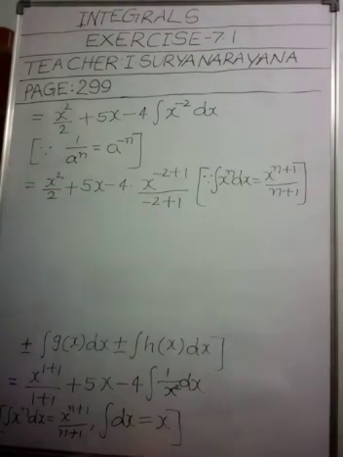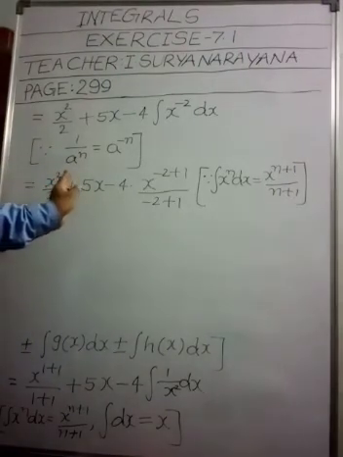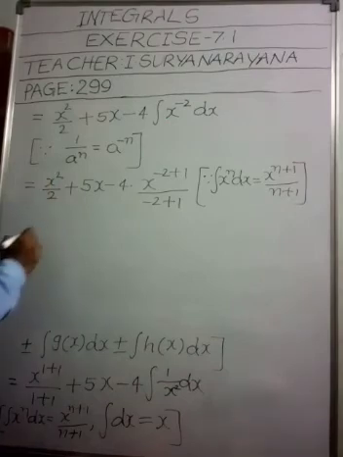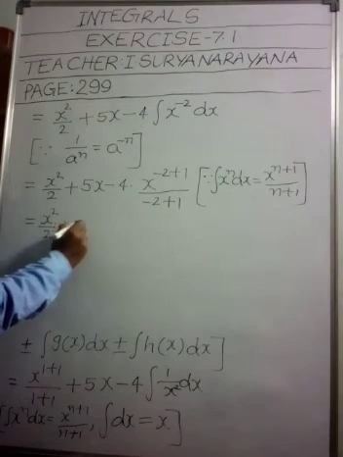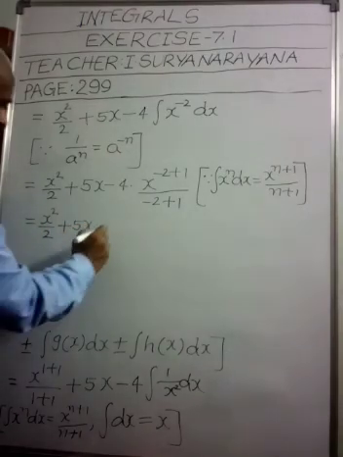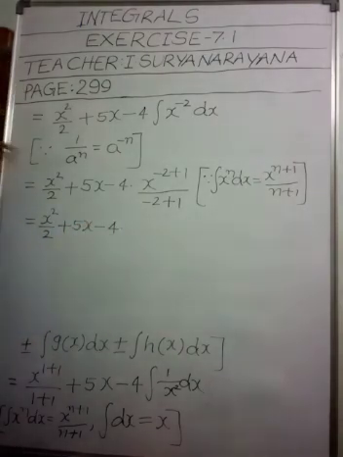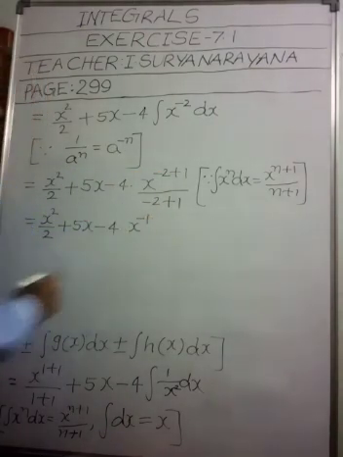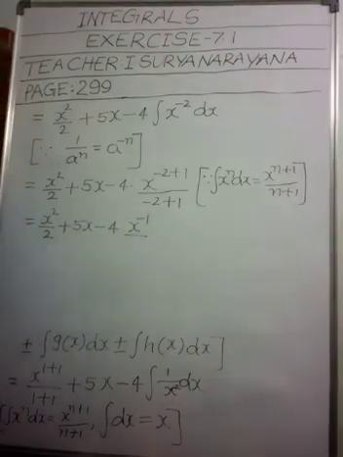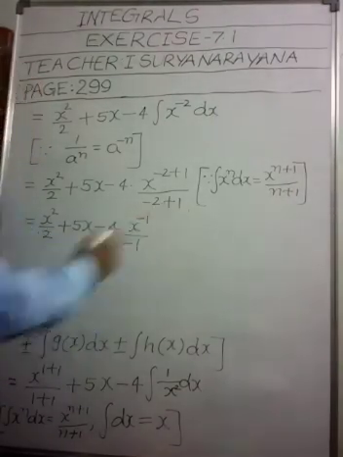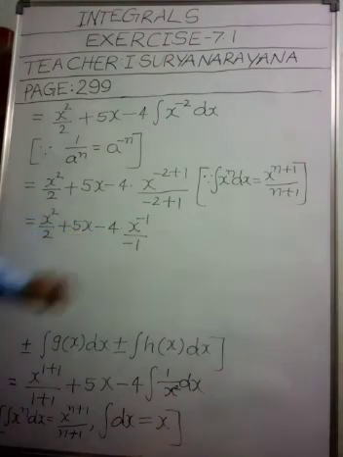Right. Now we simplify the last term, because the first two terms are already simplified. So we write the first two terms as it is, x square by 2 plus 5x minus 4 into, what will you get? X power minus 2 plus 1, x power minus 1. Understood the numerator part, my children? Right. By, in the denominator, what will you get? Minus 1. Minus 2 plus 1, minus 1. Understood this last term, my children?